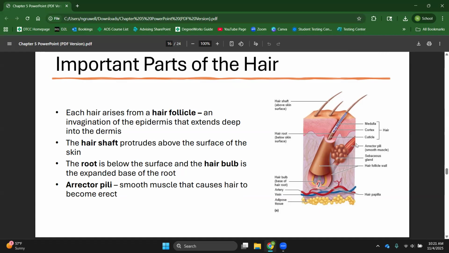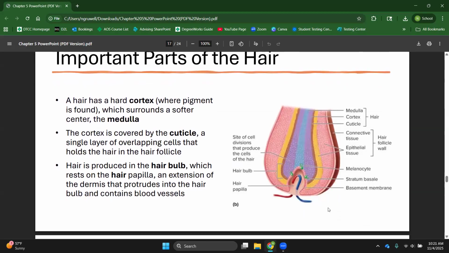Our hairs all have a little tiny smooth muscle called the erector pili muscle that's attached to the follicle. And that's what actually makes our hair stand on end. That's the muscle responsible for goosebumps.